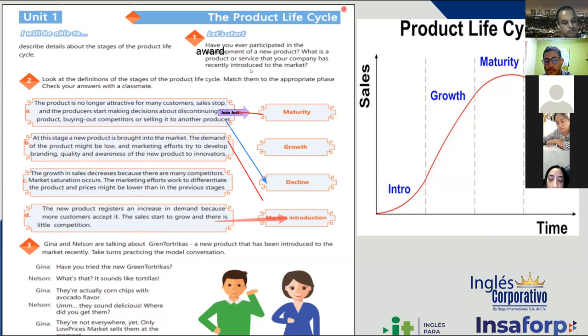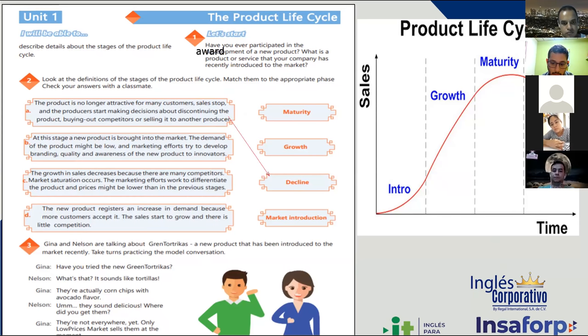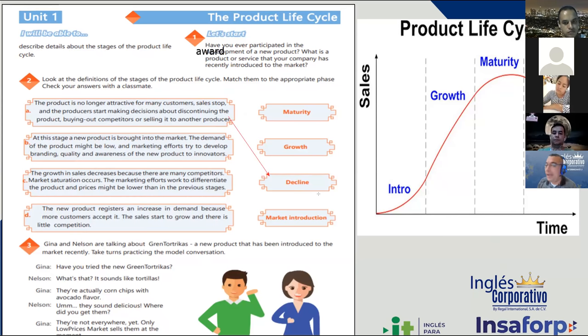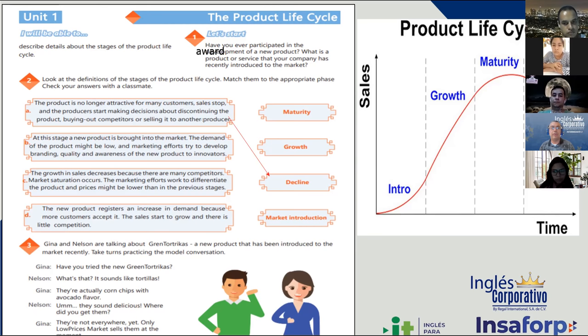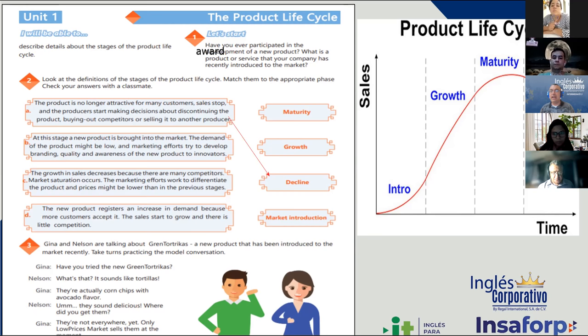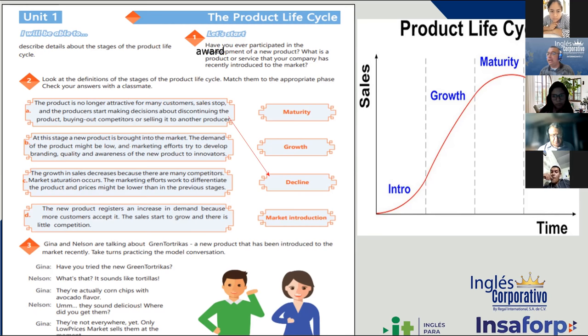All right, let me erase all this. Now, letter A is decline. That is correct. Letter A is decline. A product no longer attracted to many customers. Sales stop, right? As you can see here, it's in decline. The sales stop, everything goes downhill, right? Decline. What about letter B?